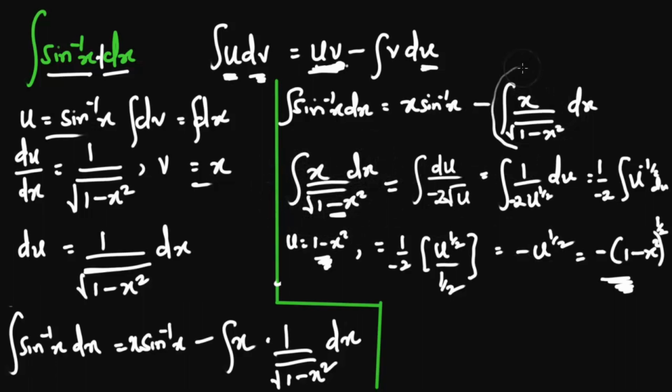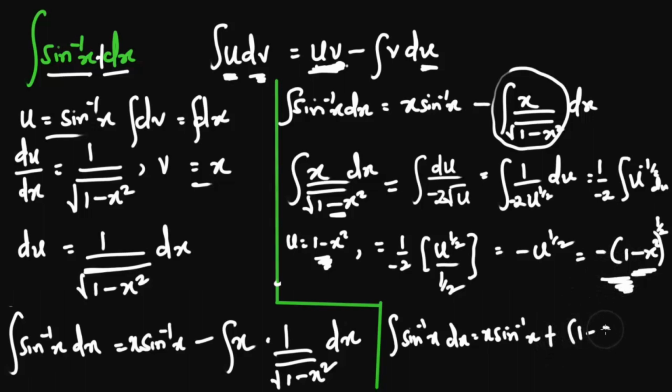We've gotten this integral. And this is the integral here. So we're just going to come back here and put it back here. So we can conclude that the integral of sine inverse of x with respect to x is what? x sine inverse of x, right? Minus, then there's another minus here. So minus and minus plus 1 minus x squared to the power half. And that's our final answer.